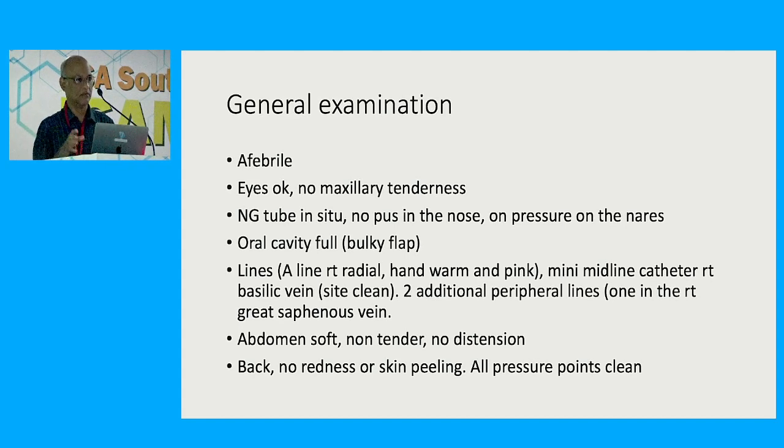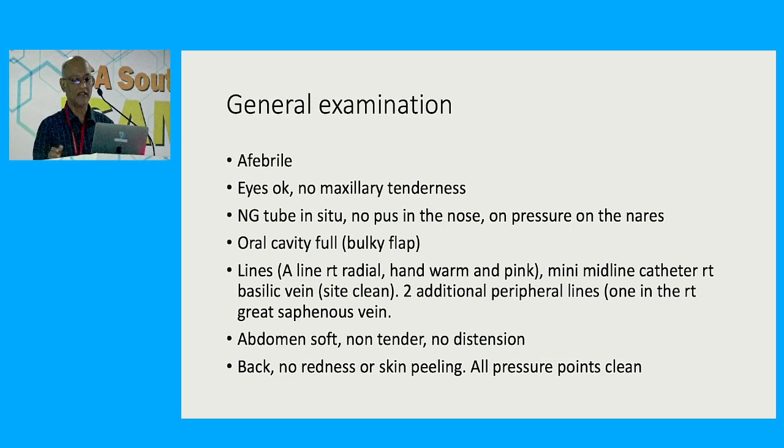Oral cavity, there's a bulky flap sitting there. Look at the lines, very important. There's a right radial arterial line. You have to check for warmth and color of the limb. This is very, very important. The patient's got a mini midline catheter in the right basilic vein, site is clean. So again, the site of insertion should be checked in each patient.